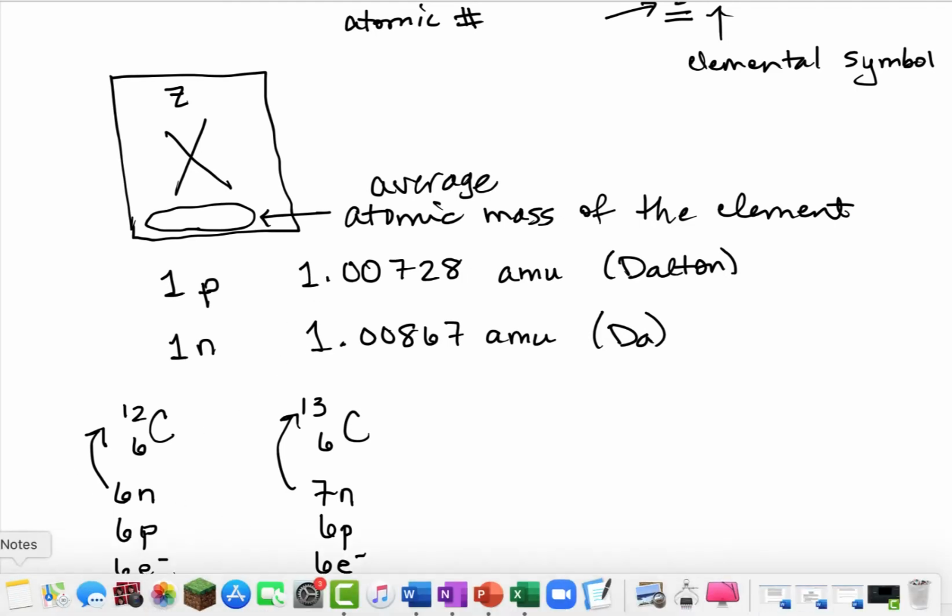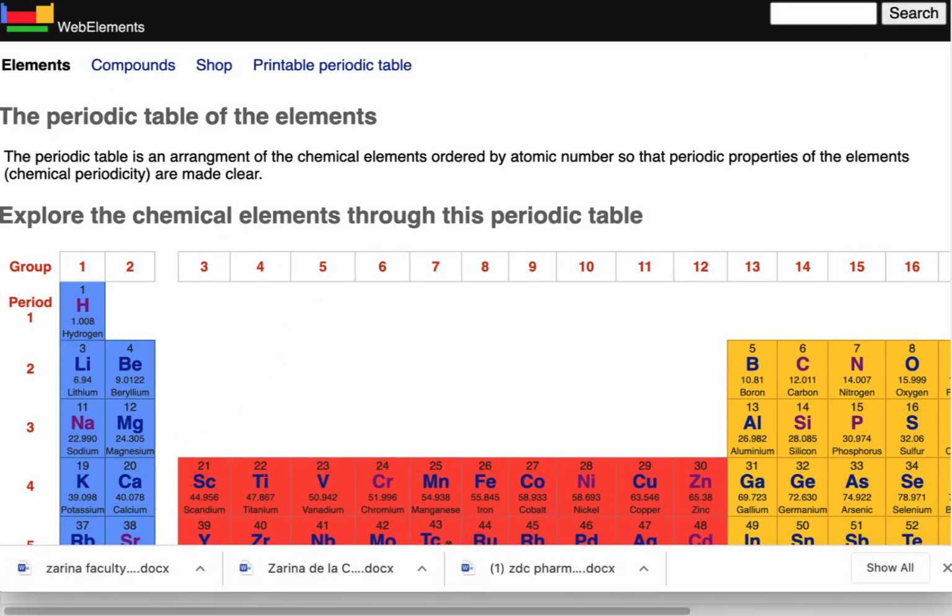So when we go back over to WebElements and we look at that mass, we can see that carbon, which has 6 protons, has an average atomic mass of a little over 12 atomic mass units, which makes pretty good sense if most of our carbon is carbon-12, that has 6 protons and 6 neutrons that each weigh about 1 atomic mass unit. Okay, so this seems pretty good.